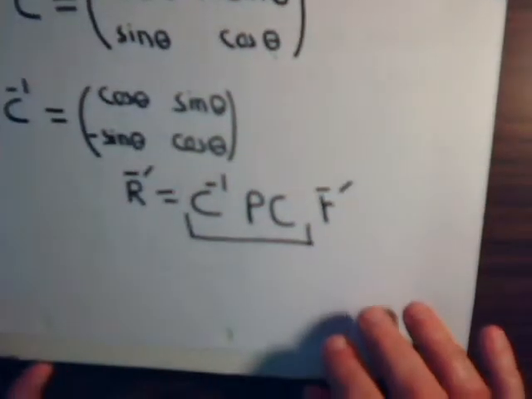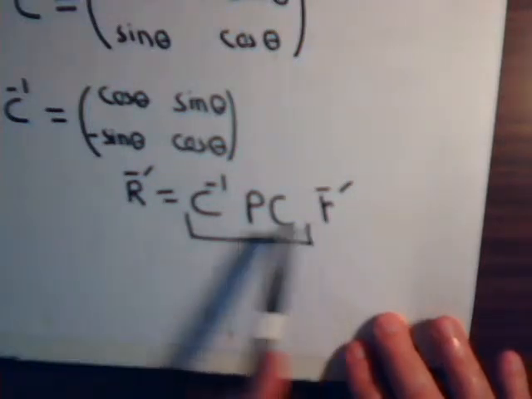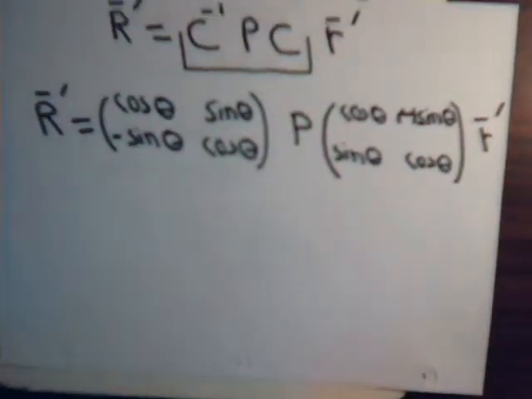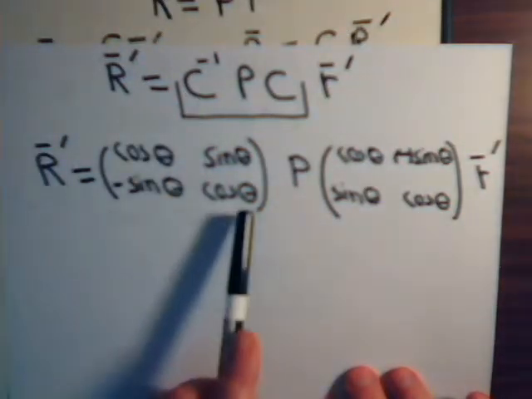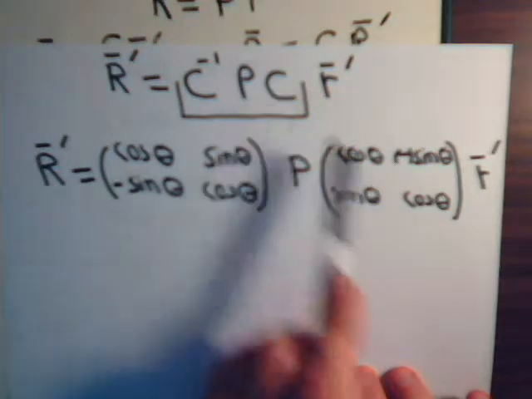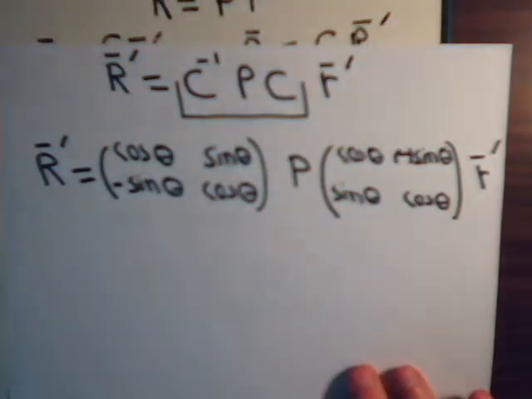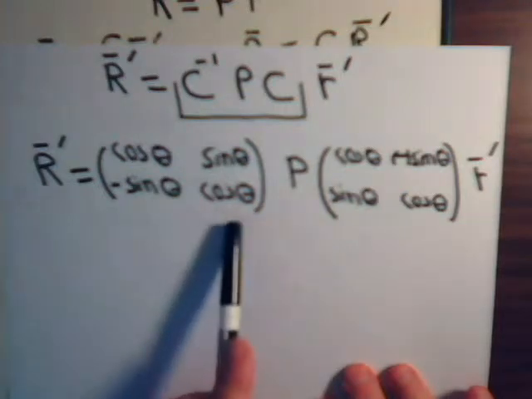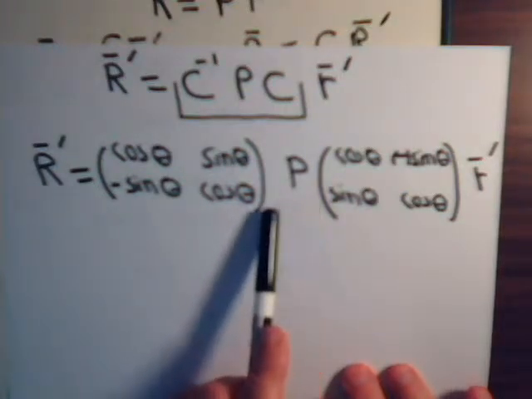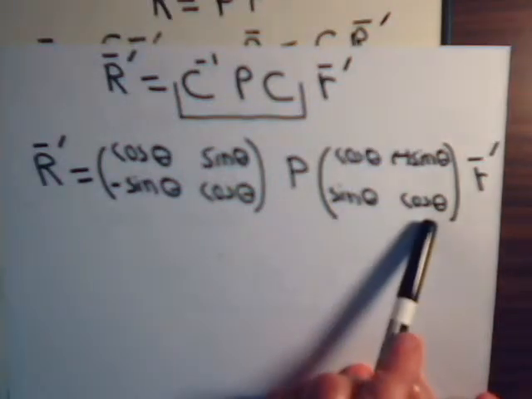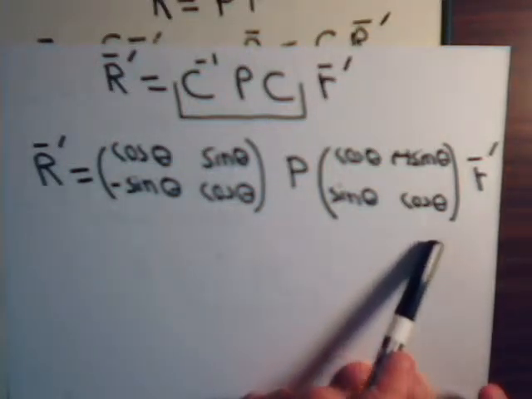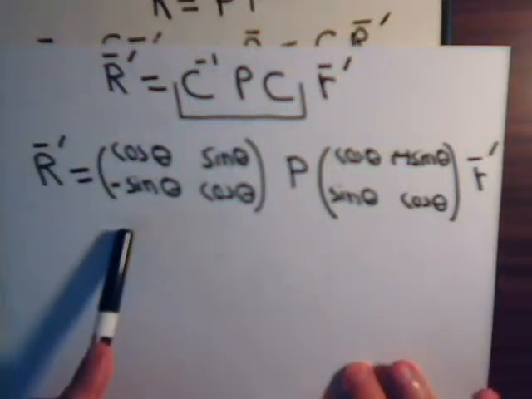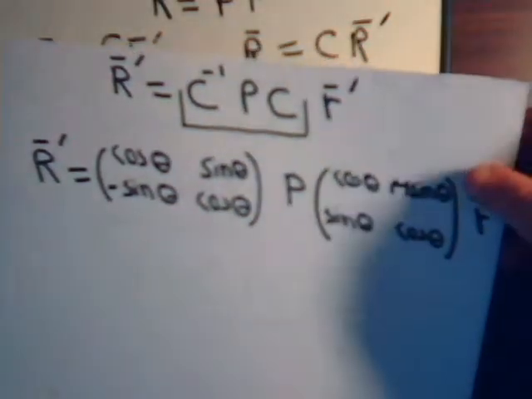And we had this equation, which is right here. But now C inverse, that's this. We have the matrix P, and C, that's this. So to get r prime, we have to multiply this matrix times the matrix P, whatever that turns out to be, times this matrix times the small vector, r prime. So this could be quite a lengthy process. We'll come back to that point in just a moment.